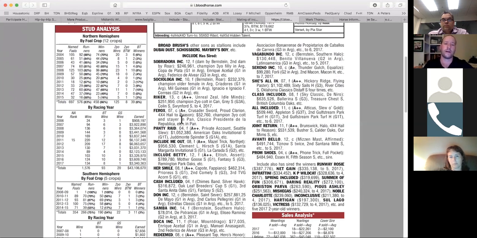Go down to Riker there, because he has that bold A++. What that refers to is the NIC rating, the true NIC rating, as opposed to the ENIC rating or the G1 Goldmine rating. These are all different programs. I'll show you a couple here in a second. So Riker, the cross of Include with an Unreal Zeal mare, is good for an A++.